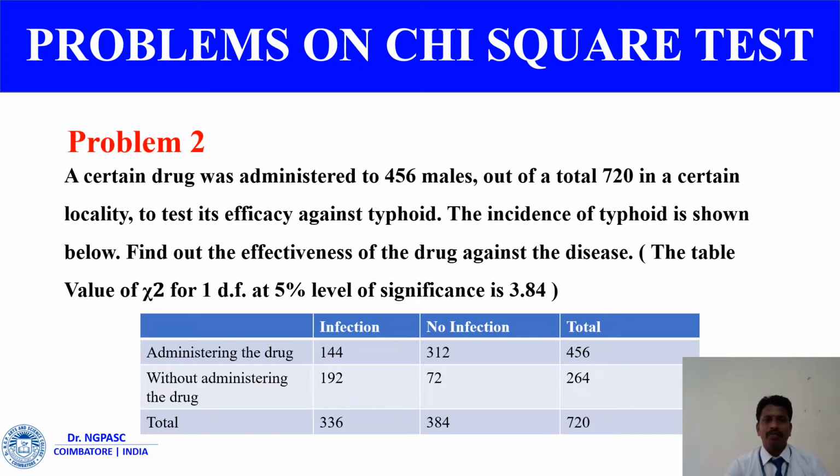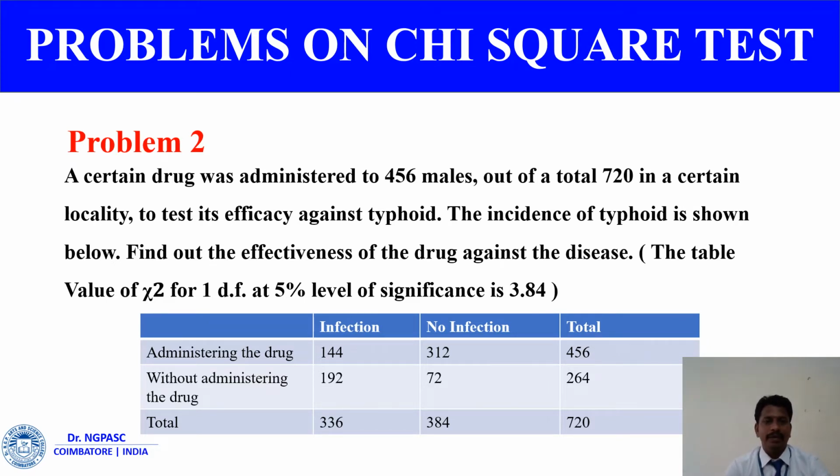A certain drug was administered to 456 males out of a total of 720 in a certain locality to test its efficacy against typhoid. The incidence of typhoid is shown below. Find out the effectiveness of the drug against the disease. The table value of chi-square for 1 degree of freedom at 5% level of significance is 3.84.